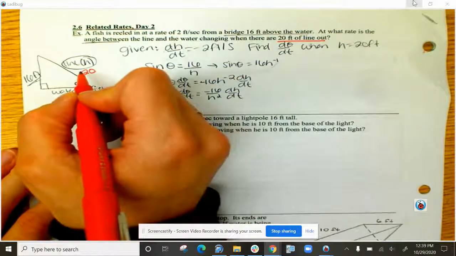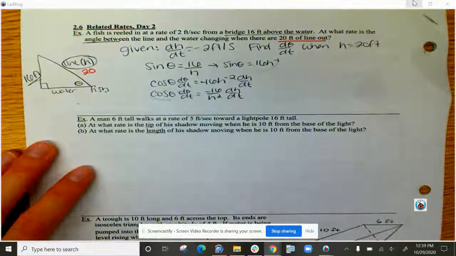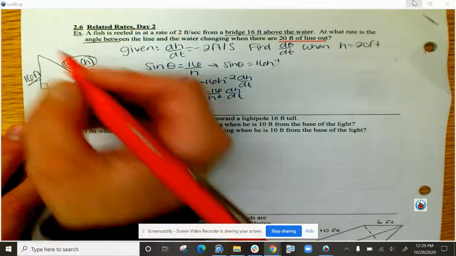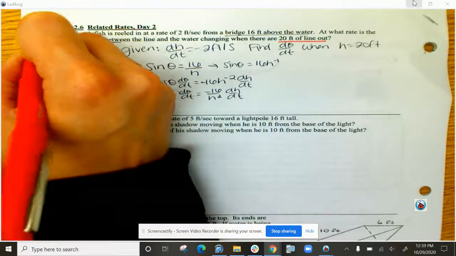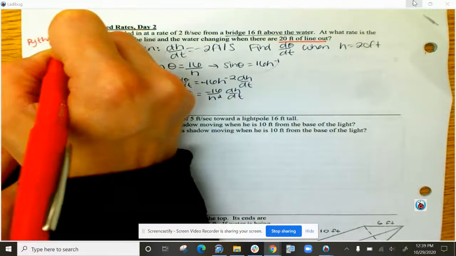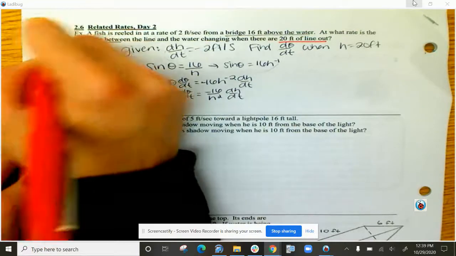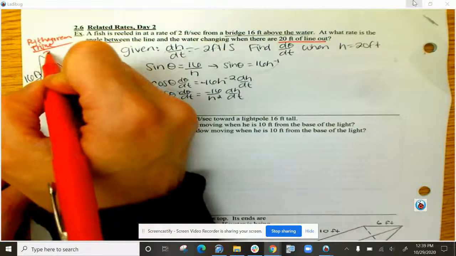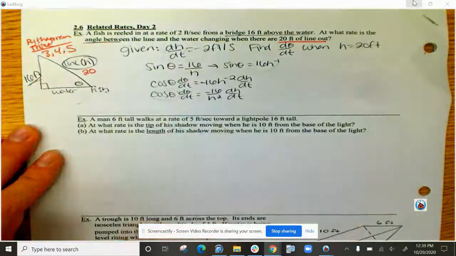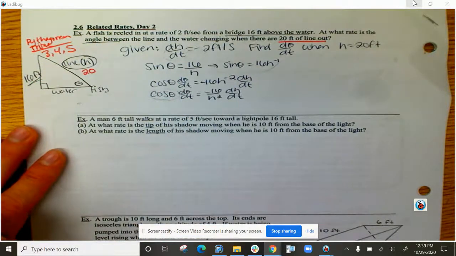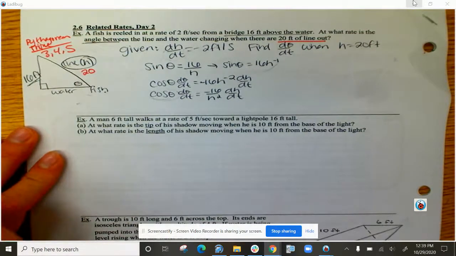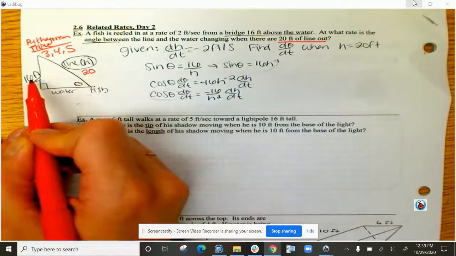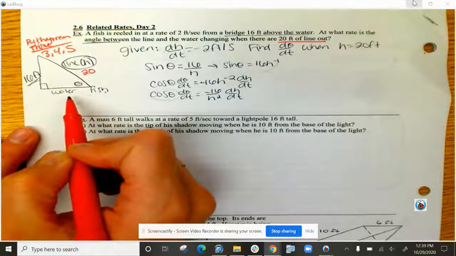So if I know that's 20 and that's 16, I don't know if you remember this from geometry, but this is considered a Pythagorean triple. And a Pythagorean triple gives you ratios of side lengths of common triangles. And this is actually a 3, 4, 5 triangle. So that's 20. That's actually the 5. The 4 would be the 16. And then this would be your 3.